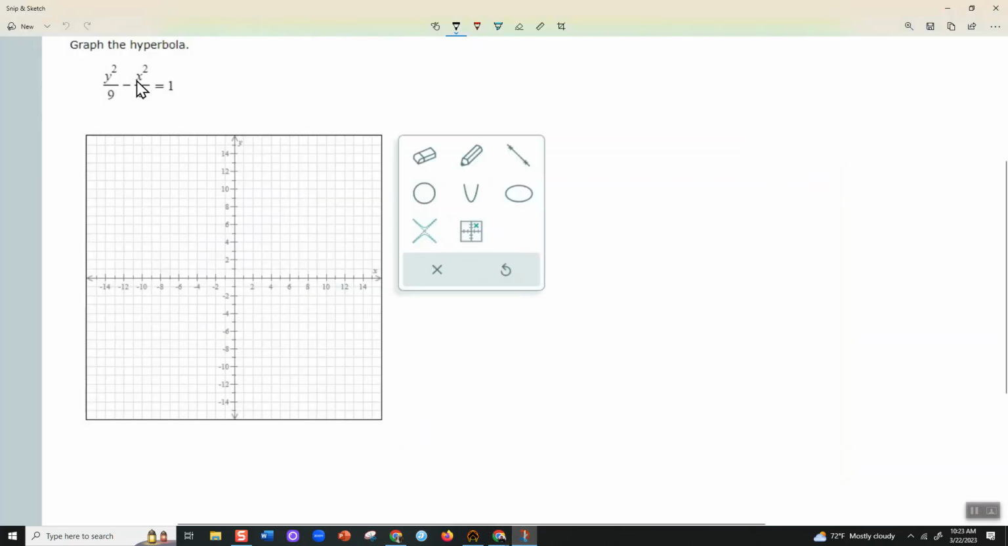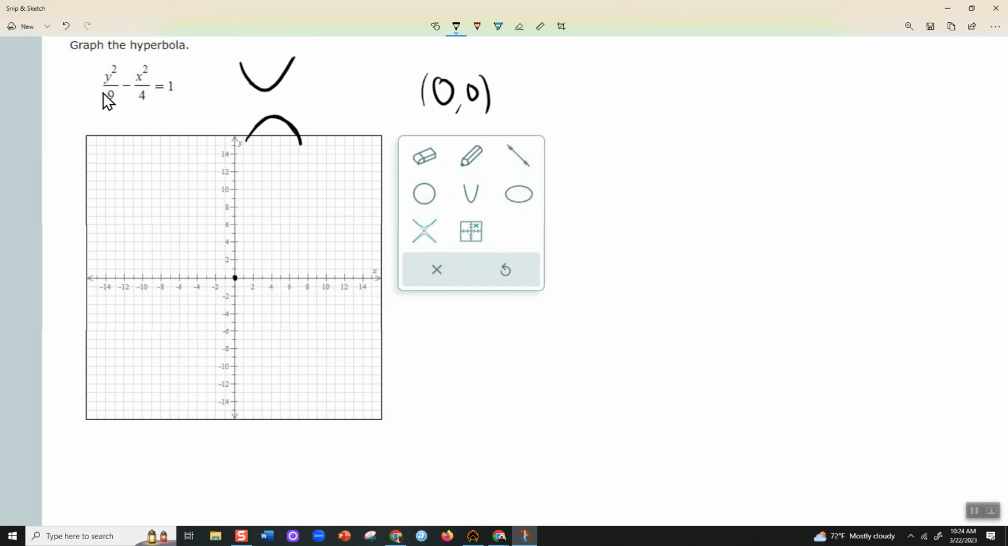Okay, so let's look at our problem here. I've got y minus x squared, so that means it is going to be vertical. That means I'm going to have these hyperbolas like that. If it's the other way around, then they would be going horizontally, but it's not. And you can see that nothing is being subtracted from x or h, so that means my center is at 0, 0.